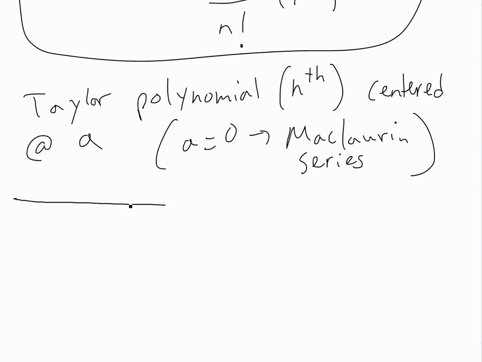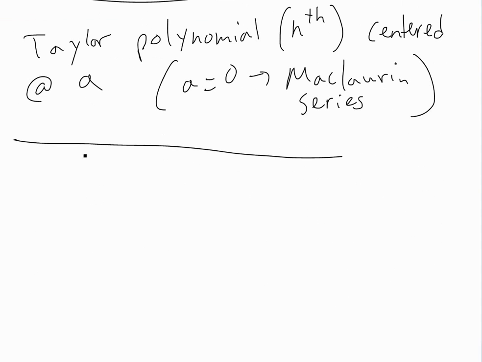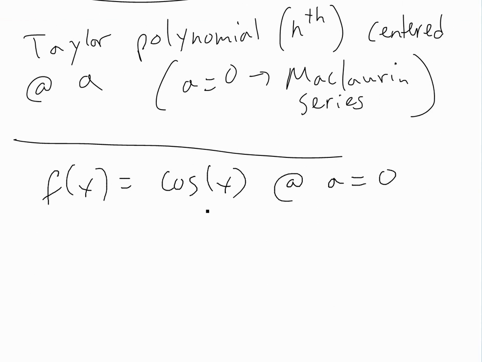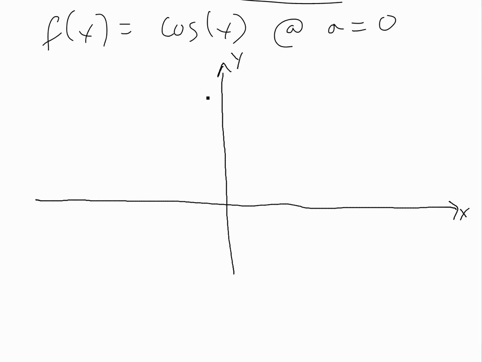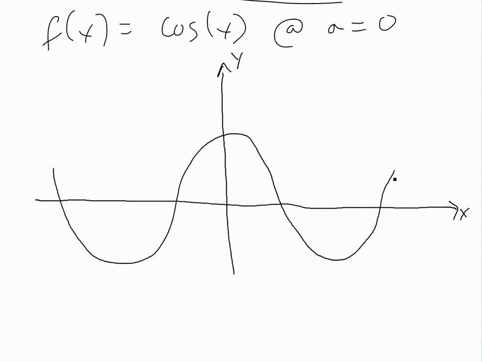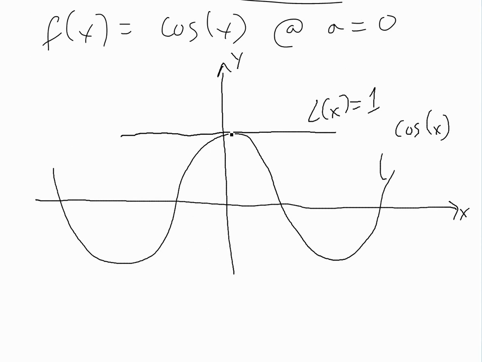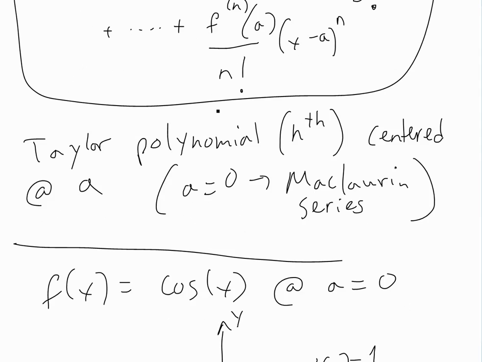So basically, now let's do an example. If we want to approximate the function f of x equals cosine of x at a equals 0, this is how the graph of cosine looks. Now I showed in my other video that the linear approximation at 0 is just 1. This one is L of x equals 1. So now let's do further and further degrees of approximation.